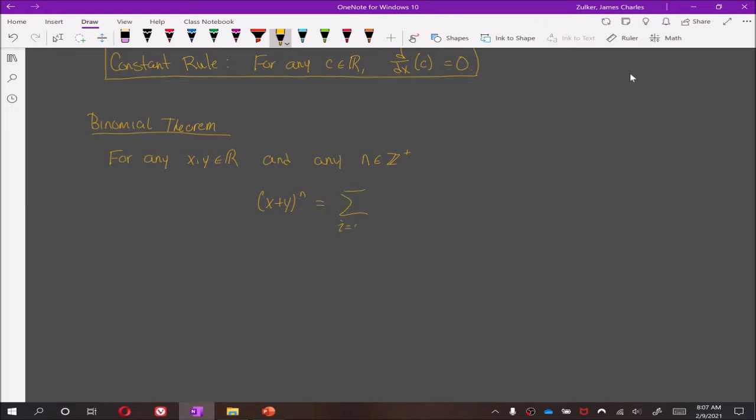is the summation i equals 0 to n of this number, x to the n minus i, y to the i, where this here, this n choose i, is n factorial over i factorial times n minus i factorial, and it is called the n i binomial number. It is also denoted b sub n i.